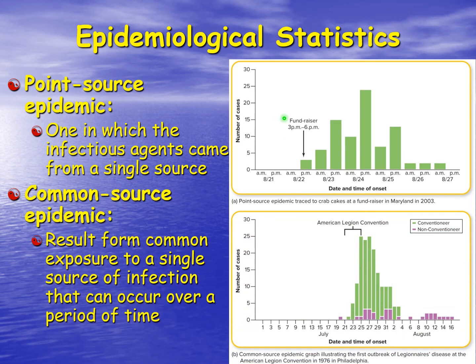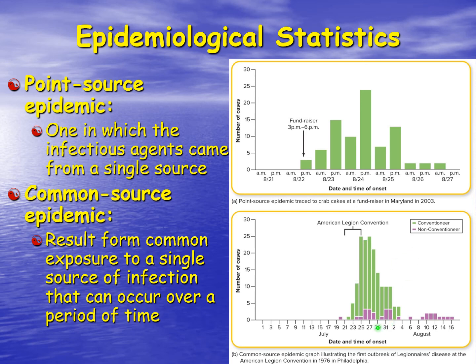Common source epidemics result from a common exposure to a single source of infection that can occur over time. And this shows the outbreak of Legionnaire's disease in 1976 in Philadelphia at a Legionnaire's convention. What they traced the Legionnaire's bacteria to were the water cooling towers on top of the hotel. As they traced these cases, they found most of the cases occurred in the conventioneers. They were staying in that hotel. Legionnaire's disease is an airborne disease, and so it was being blown through the air conditioning system.